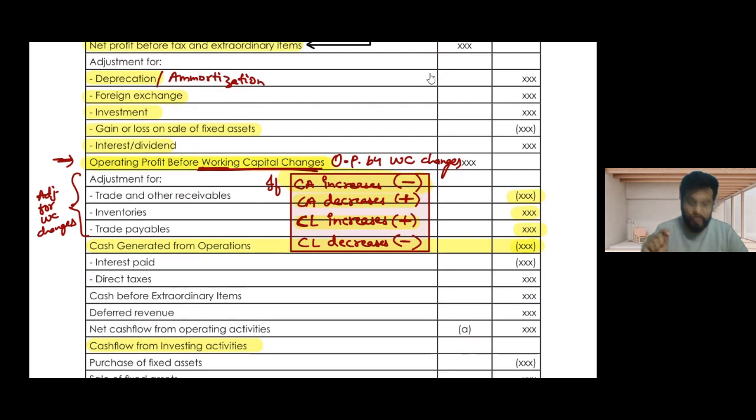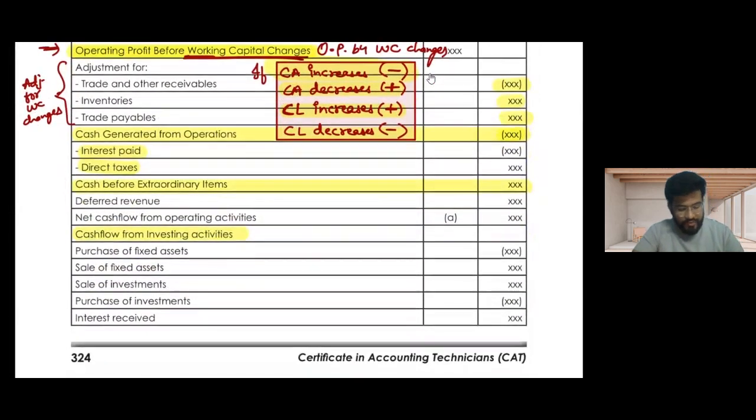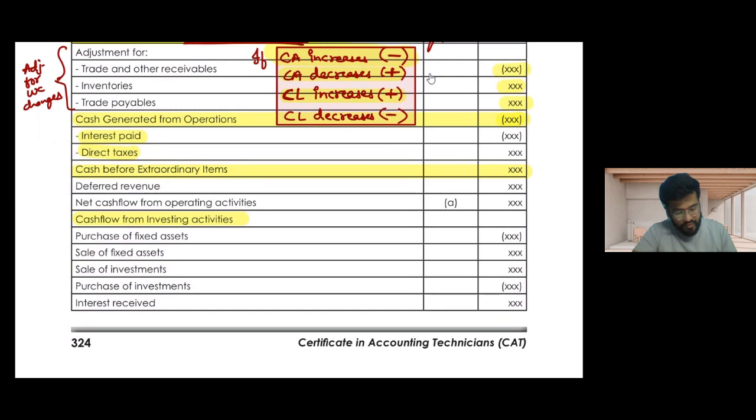And now you have to deduct all those items which are not part of your operating. That is, for example, if any interest is paid, so you can deduct it. Any direct taxes is paid, so you can also deduct it. Now you have got the cash before extraordinary items. Then you are going to do the adjustment for the extraordinary items. That might be your deferred revenue. And then finally you will get the cash flow from operating activities. So this is the format which is changed right now.